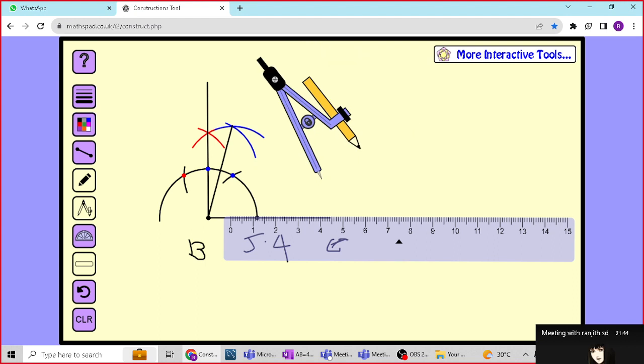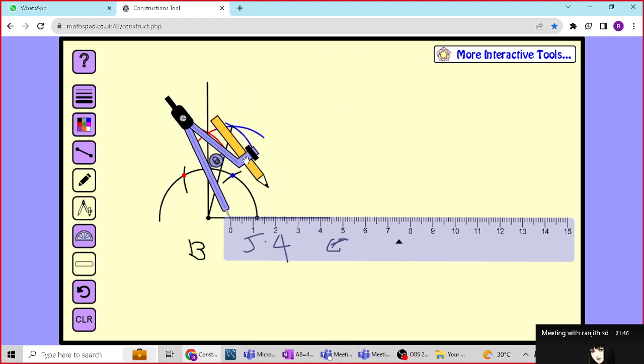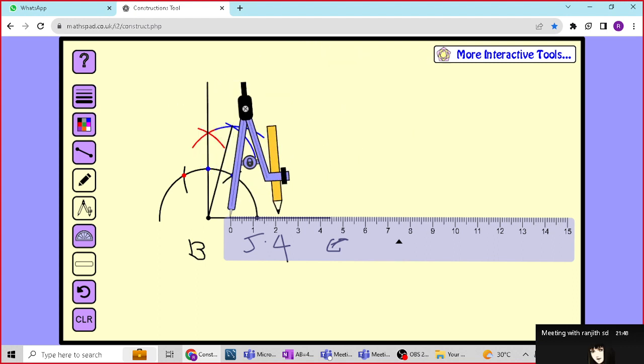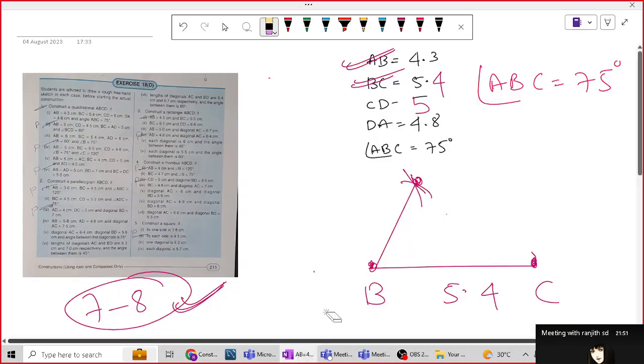So we need to place it on C and cut the arc, no, sir? Yes, C. What's the reason? Sir, because CD is 5 centimeters, given. Yeah, CD is 5. So just take 5 centimeters and cut an arc.